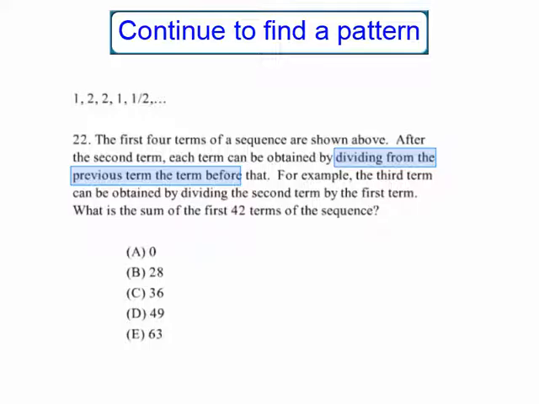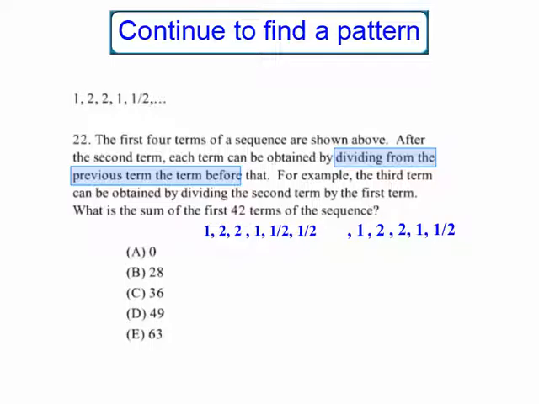Well, let's continue the sequence. 1/2 divided by 1 is 1/2. So 1/2 is the next term in our sequence. Then 1/2 divided by 1/2 is 1. Therefore, 1 is the next term in our sequence. Then 1 divided by 1/2 is 2. 2 divided by 1 is 2. So the next term is our 2.